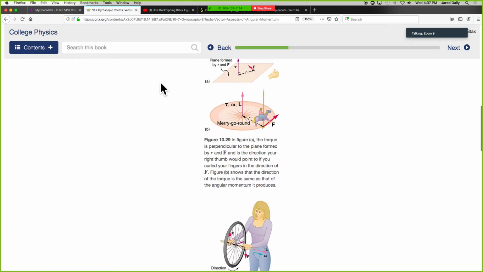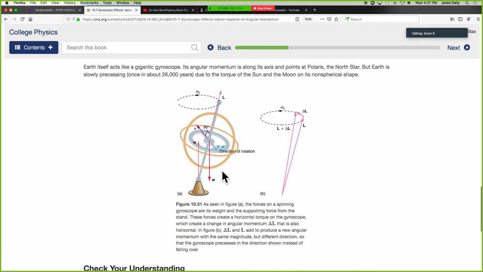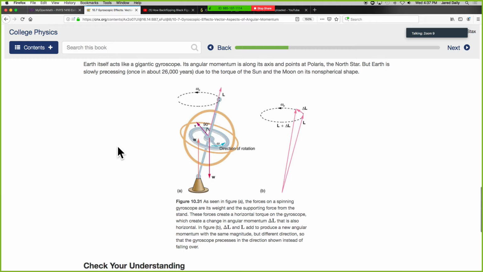So anyway, here they actually show those three. There's your original vector, and the vector from the turning of the chair or whatever is turning the wheel, and how they add together. Here is a gyroscope. You may have seen one of these before. A gyroscope uses these things. In fact, a gyroscope is often called a gimbal.